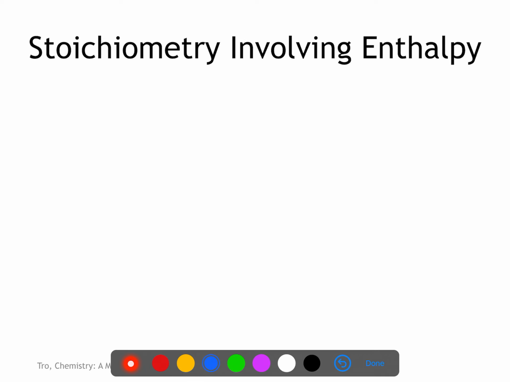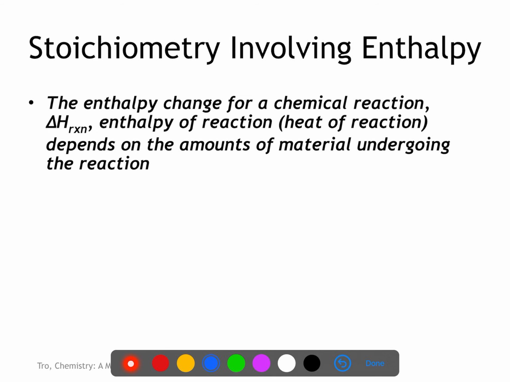Now, stoichiometry involving enthalpy. When you have a reaction, the enthalpy change for a chemical reaction is defined as delta H rxn, or heat of a reaction. It can be called both. Since we know that at constant pressure, we look at enthalpy as heat, we can also call it heat of the reaction. This depends on the amount of material undergoing the reaction.